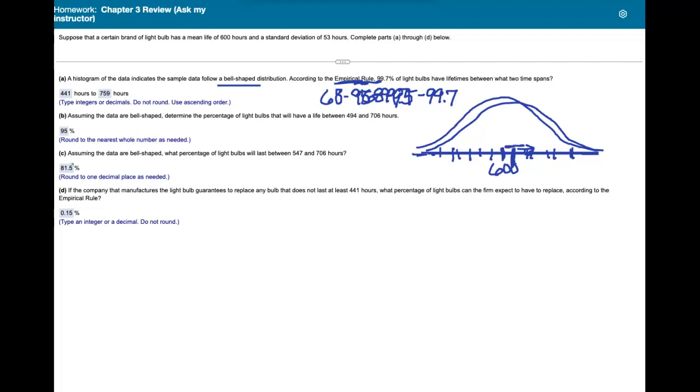So the value at the end of the first standard deviation is going to be 600 plus 53. So that is 653. If I go 53 more, then this value is going to be sitting at 706. And 53 more, this value is 759.